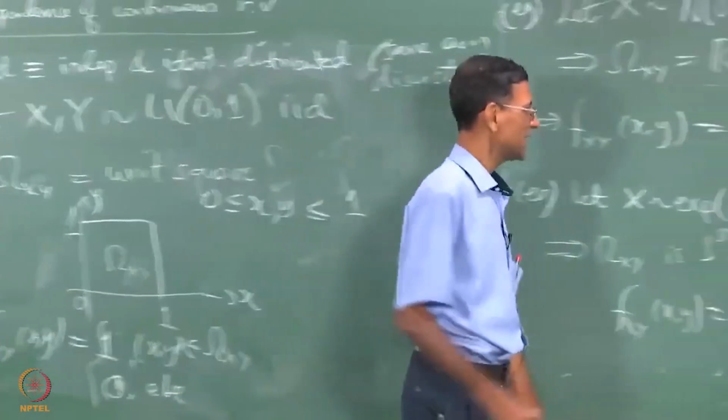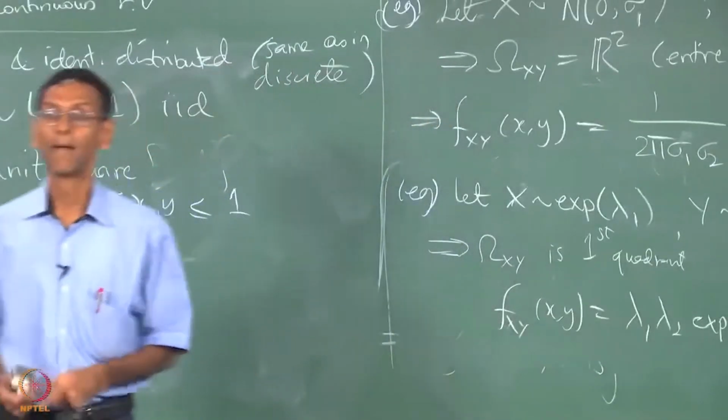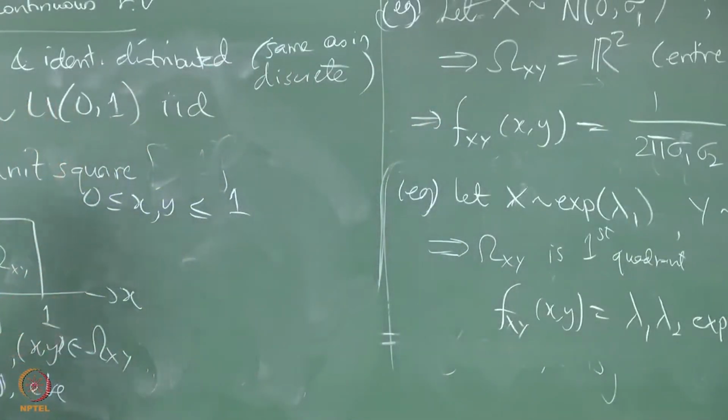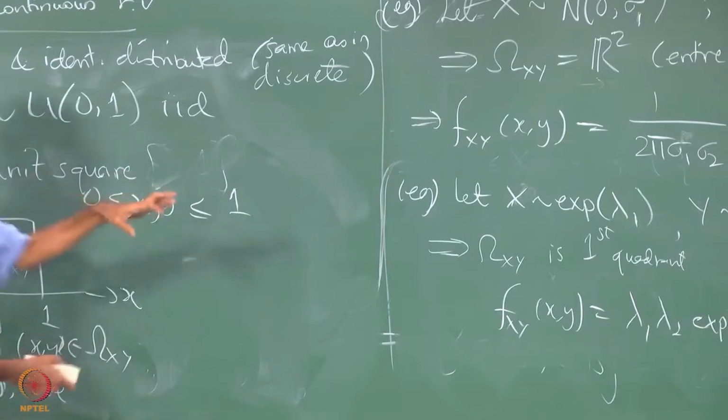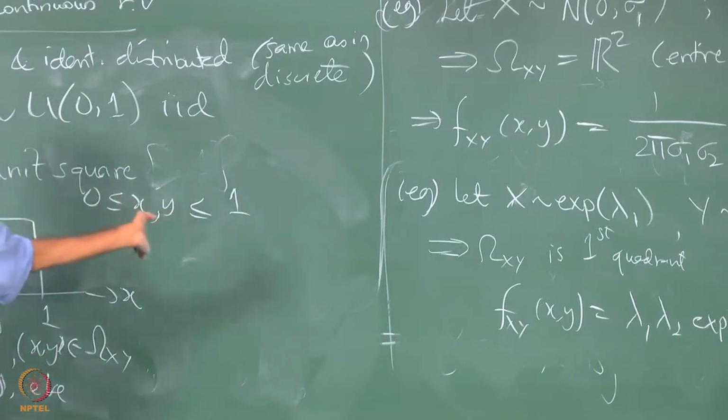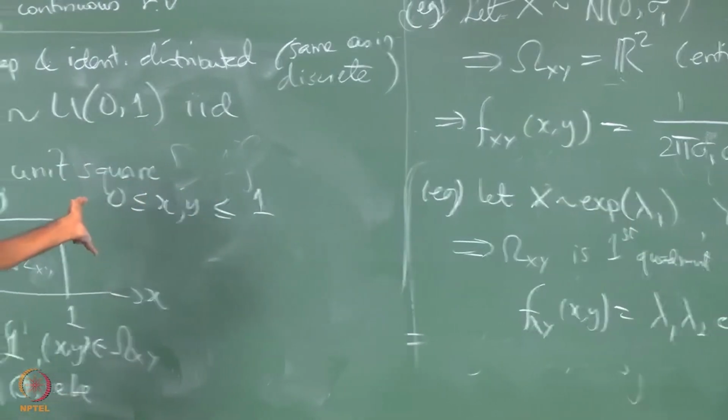Okay, so this I think should be sufficient for now to illustrate independent continuous random variables. The important factorization I think we have explained very clearly. Does anyone have any questions or anything regarding this?